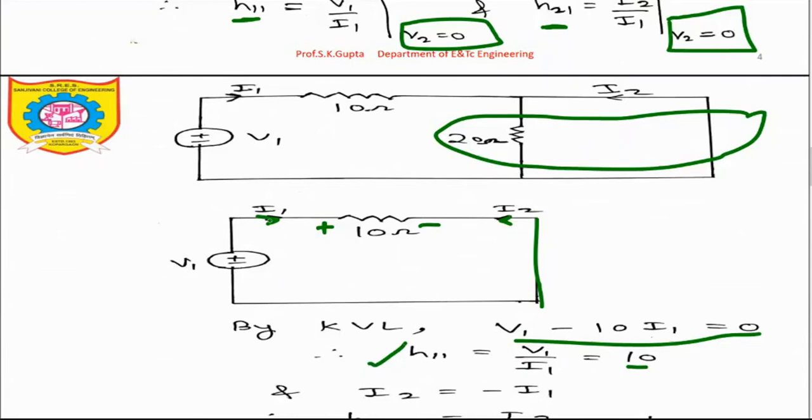Now you can see the directions of I1 and I2 are opposite. So I1 equal to minus of I2. H21 is I2 upon I1, so I2 upon I1 is minus 1. So the H21 answer is minus 1. Very simple. In the H matrix, I got two terms, 10 and minus 1.